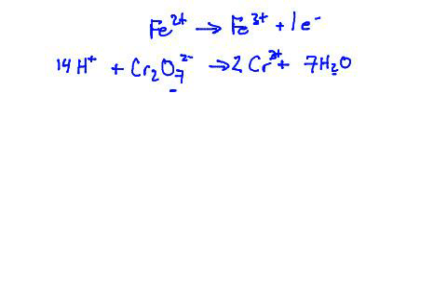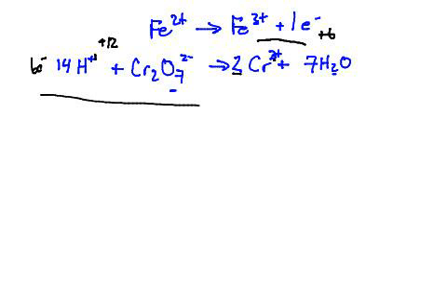Now, I have to balance the charge. So let's see if we can calculate the charge. On the product side, what's the overall charge? +6. There are 2 of these at +3 each. The water has no charge. On the left side, the charge is what? +12. You have 14 times +1 plus -2 is +12. Which side needs electrons? And how many? You need 6 electrons. So they both have a charge of +6.